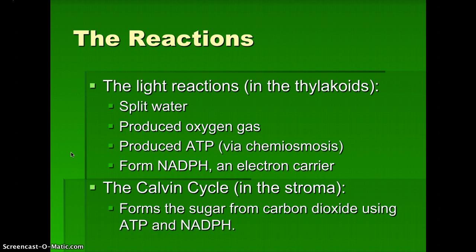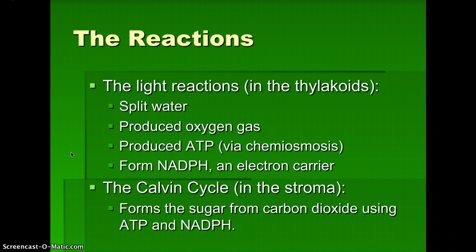So what do we know? In the light reactions, which occurs in the thylakoids, we have four main things occurring. One, we're going to have the splitting of water. Therefore, water will become oxidized, therefore donating electrons. And when water is split, we're also going to generate some hydrogen ions, which are going to play a role in the production of ATP via chemiosmosis. We'll also generate some oxygen gas with the splitting of water. We know that oxygen gas is a byproduct of photosynthesis.